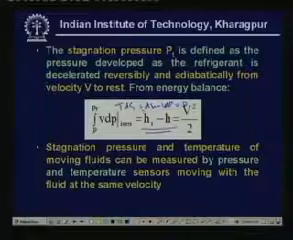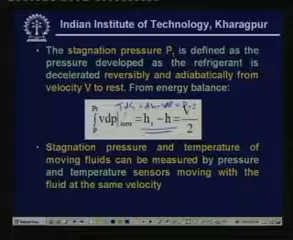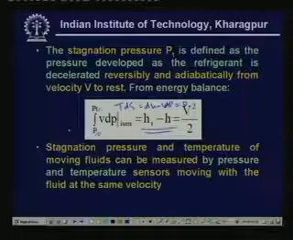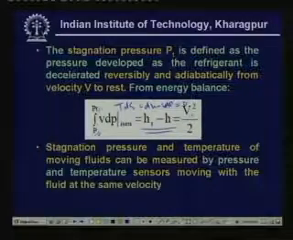Okay, so dH is nothing but Ht minus H, so Ht minus H is nothing but the integral of VdP along the isentropic process, and the integration has to be performed from the static pressure P to the stagnation pressure Pt. Okay, and this is equal to V square by 2.